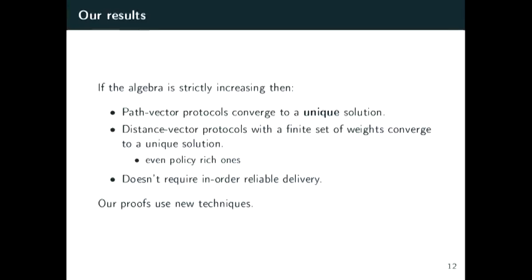And finally, all of the above results do not require in-order reliable delivery that many previous results did require. So BGP is based on TCP to provide these guarantees. We've shown that it's entirely possible to design a correct distance vector or path vector routing protocol where you have none of these guarantees. Messages can be lost, they can be duplicated, they can be reordered, doesn't matter. And in our proofs, we've managed to do this by using some new techniques.